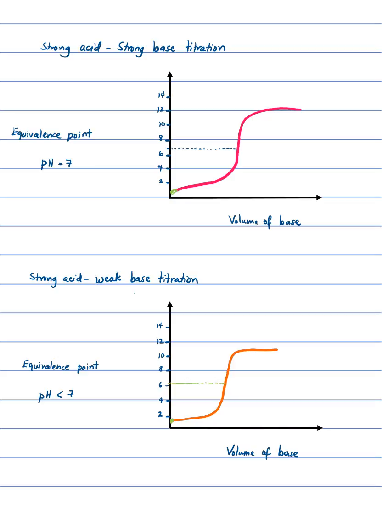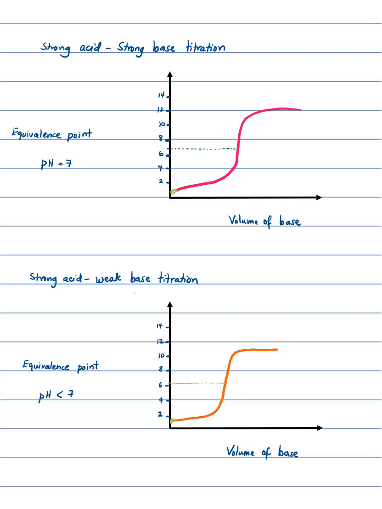A pH lower than 7 at an equivalence point always represents a titration of a strong acid with a weak base. You see how your pH is lower than 7. 7 is your neutral pH.